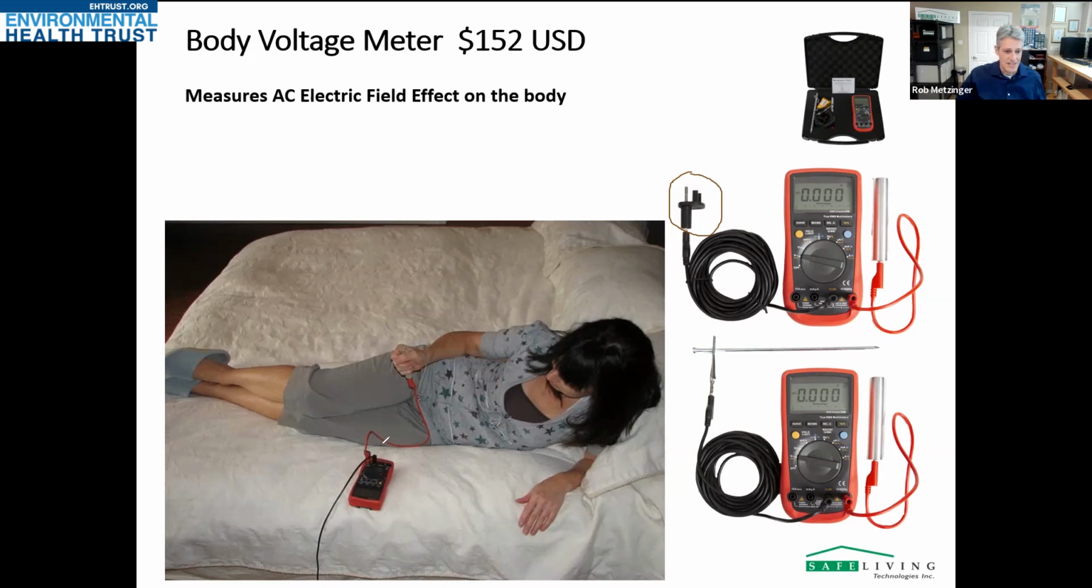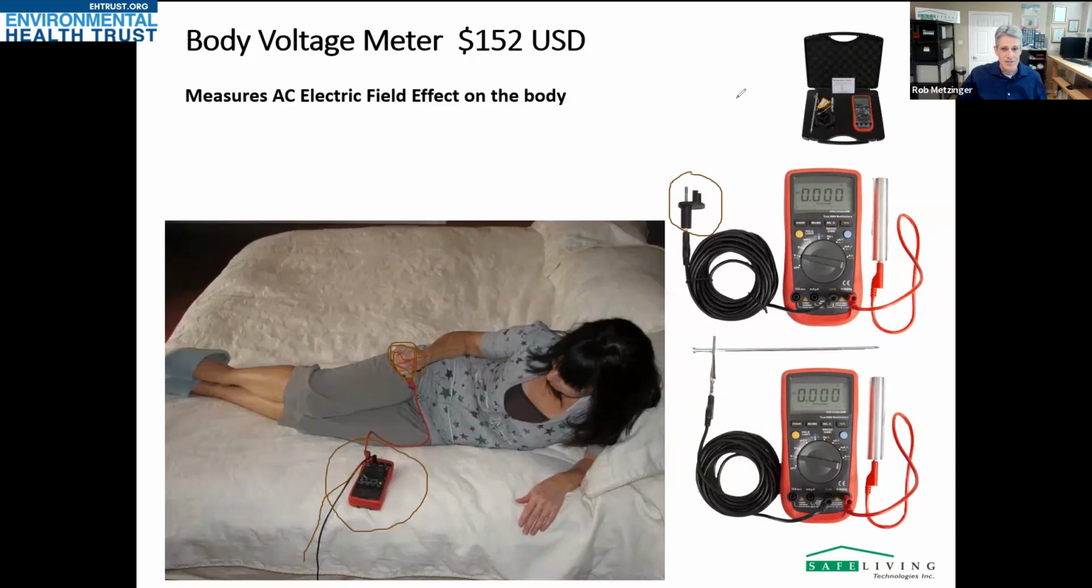And you can see this subject here. We have the meter here. We have the ground wire going on to either earth or an electrical ground. And the subject is holding on to the probe right here. So that's how we do body voltage readings. And ideally, we want less than 10 millivolts on these.